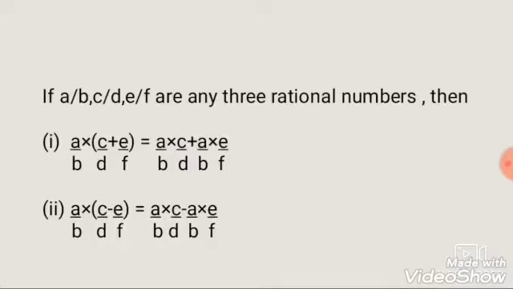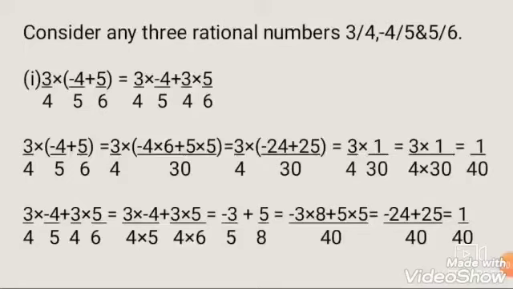Likewise, the second property is multiplication over subtraction. The property is a by b into c by d minus e by f is equal to a by b into c by d minus a by b into e by f. Prove with an example. In this I have taken three rational numbers as 3 by 4, minus 4 by 5 and 5 by 6. From this I am going to prove the first property, the multiplication over addition.